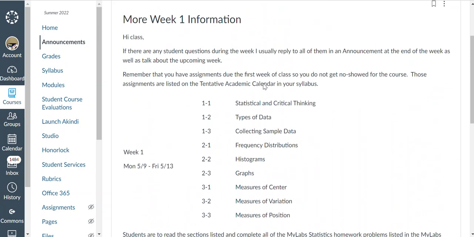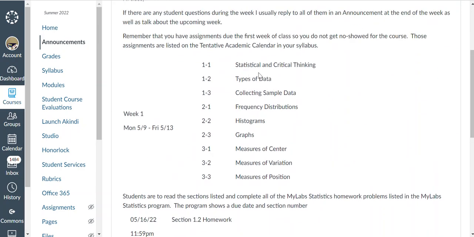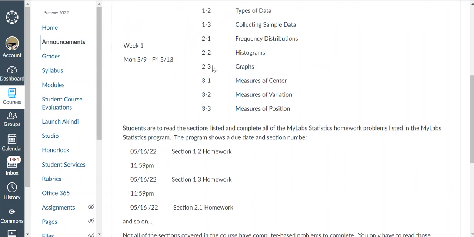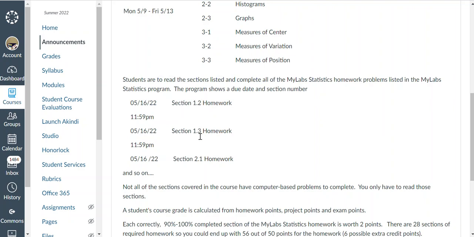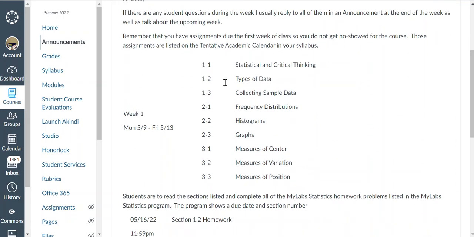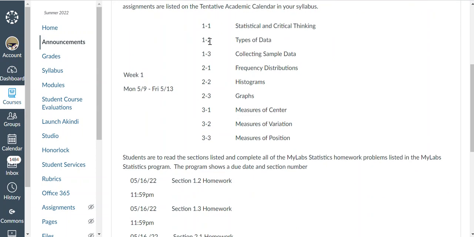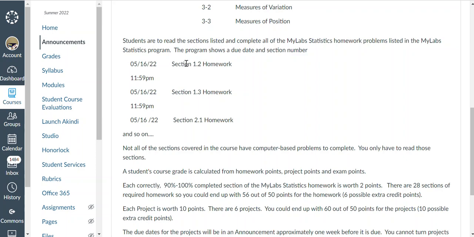For example, for this particular section, you'll see that for 1.1, there are no homework sections, so that section you just read. There are some things in there you need to read and know. Then you go on to section 1.2, Types of Data, and you'll see there is a section 1.2 homework in MyLab Statistics.